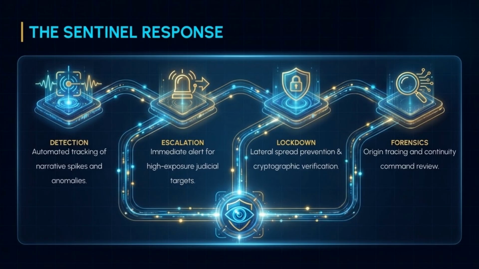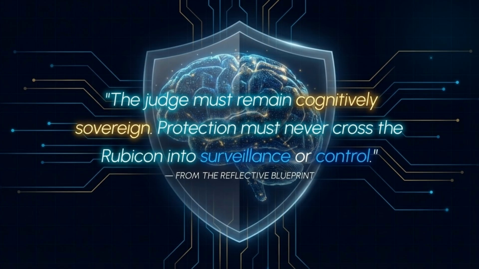The Sentinel response outlines an automated four-stage process: detection, escalation for high-exposure targets, lockdown for spread prevention, and forensics for origin tracing and review. Crucially, the judge must remain cognitively sovereign. Protection must never cross the Rubicon into surveillance or control. This is a core principle of the reflective blueprint.